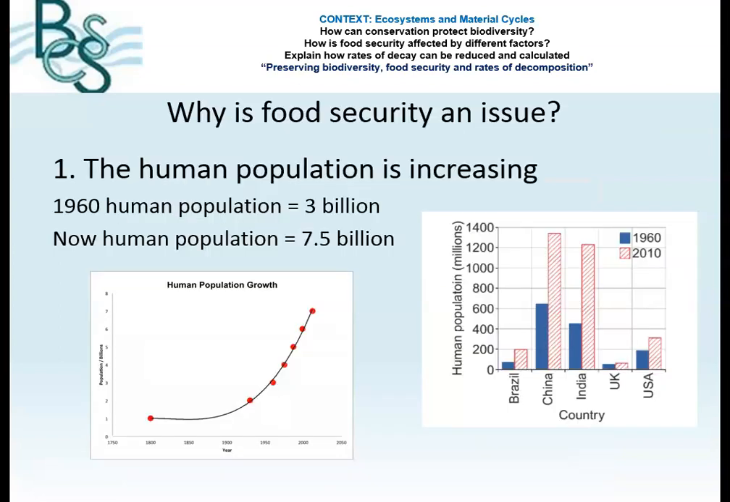The first one is that the human population is massively increasing. In 1960, the human population was 3 billion. Now it's 7.5 billion, and it's not evenly spread around the world. If you look at the graph on the right, you can see there's been a massive increase in the population in China and in India. What we're talking about here is whether there is enough clean and healthy food in those regions to feed that population and the increasing population.